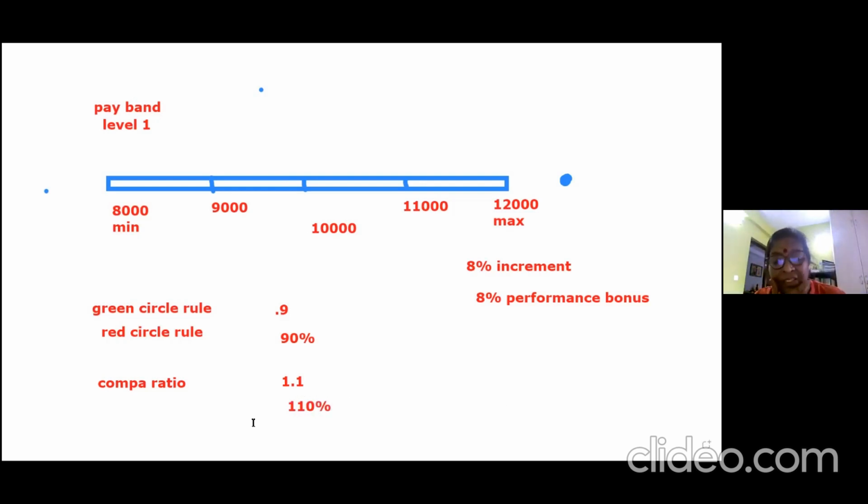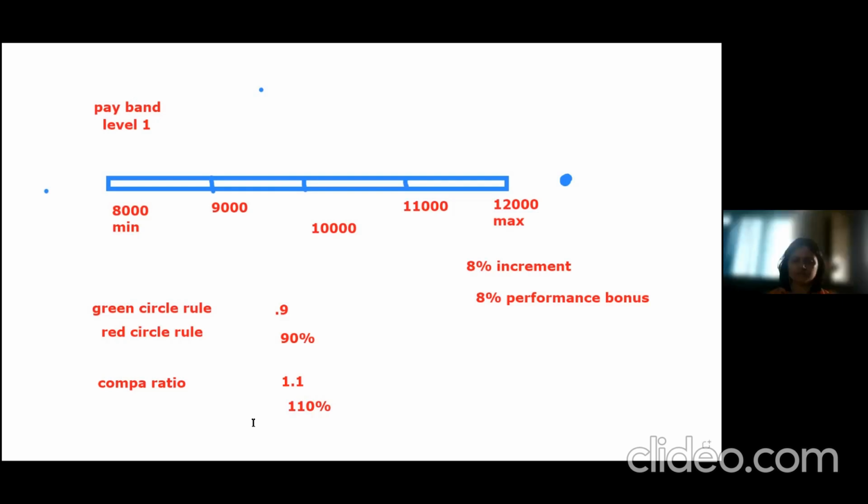Simple question, please answer me. Say, for example, there are two people working, HR executives, one at 90% and one at 110%, doing a similar job. Who is more expensive? 1.1, obviously. So now you know that comp ratio will indicate who is at what wage cost.